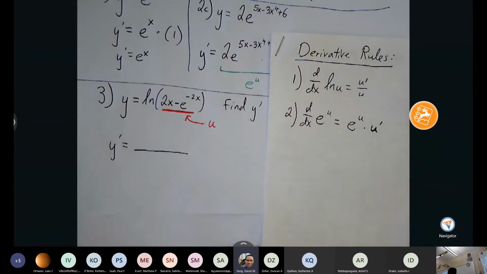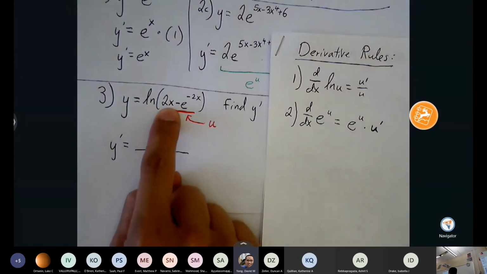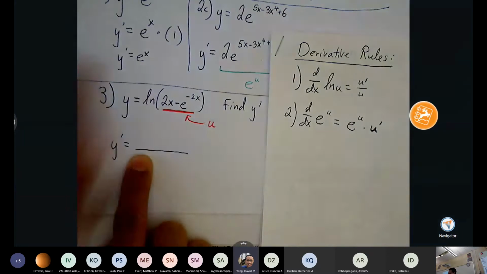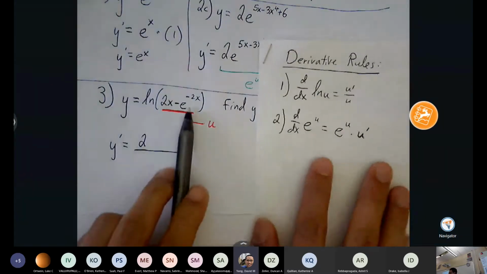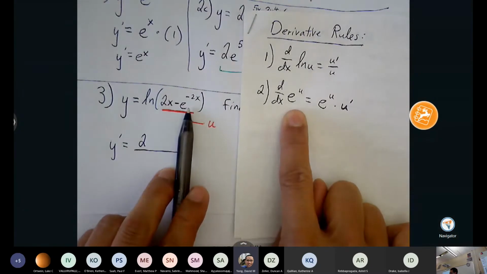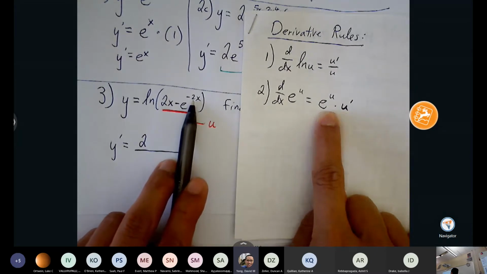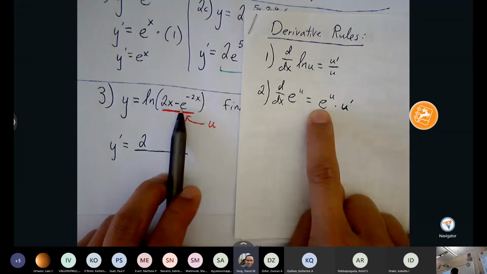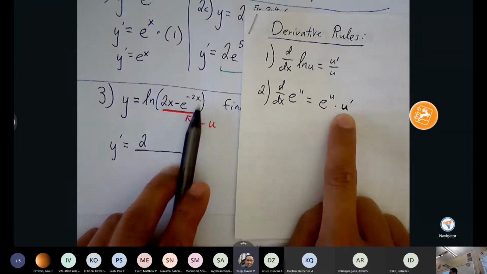Okay, y prime equals. So for u prime, we're going to take the derivative of everything inside. These are 2 separate terms, so we have to do 2 separate derivative rules. All right, what's 2x turn into? 2. Okay, we have that down. e to the negative 2x. So now we can activate our rule for e to the u. So what's our derivative for this portion here? e to the negative 2x times negative 2. Good. The original function times the exponent's derivative.